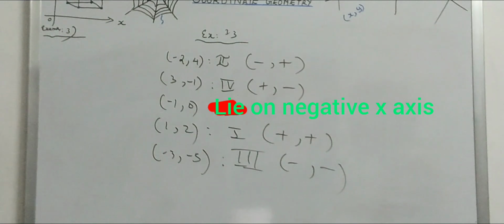We know this. If we plot it and see on the Cartesian plane, it will be in the second quadrant. Similarly, plus comma minus, the next one, 3 comma minus 1, will lie in the fourth quadrant. Minus 1 comma 0 lies on an axis. 1 comma 2, both positive, will lie in the first quadrant. Both negative will be in the third quadrant, that is minus 3 comma minus 5.